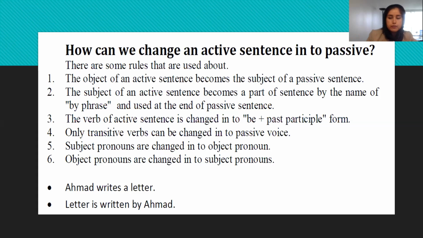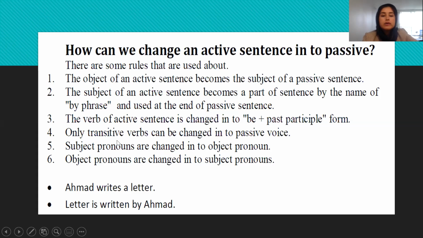So we change the verb to be plus verb in past participle. For example, Ahmad writes a letter. Writes is the verb in the simple present tense, and then it's changed to is plus the third form of the verb, the past participle.